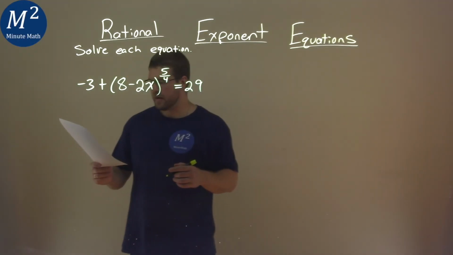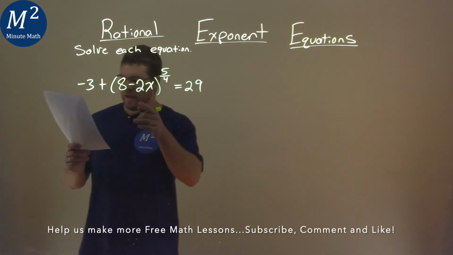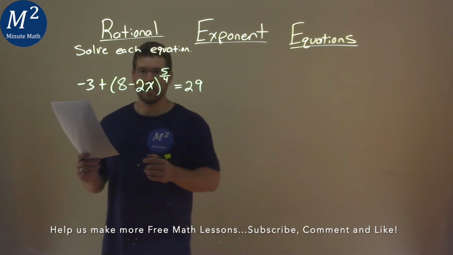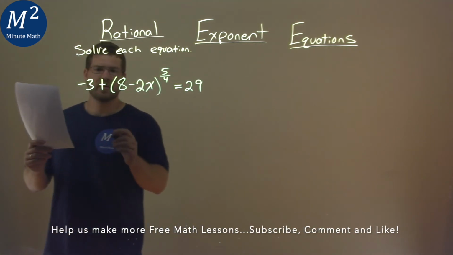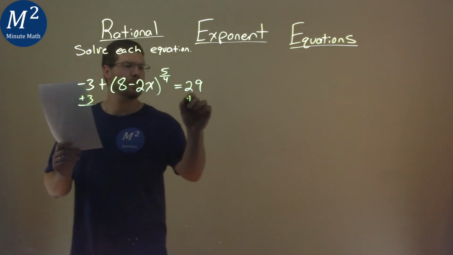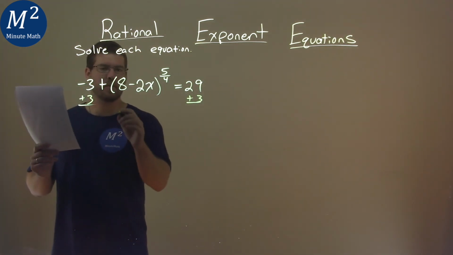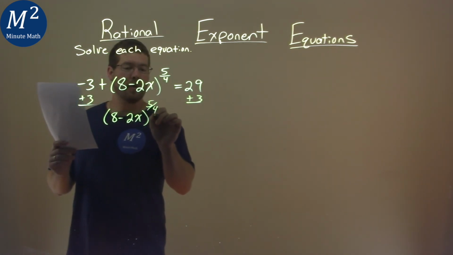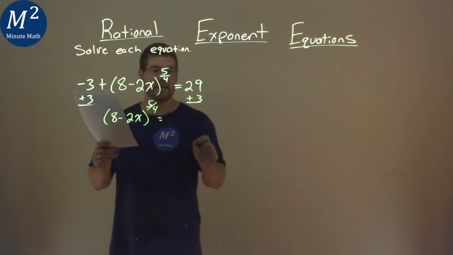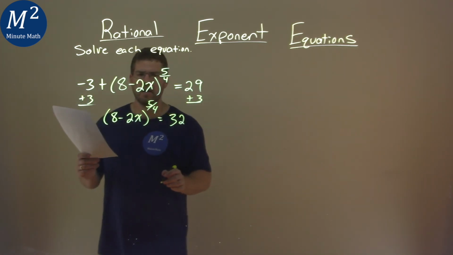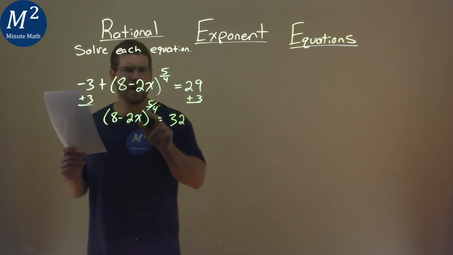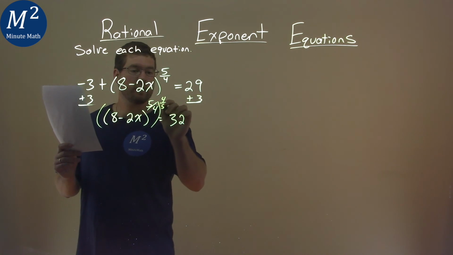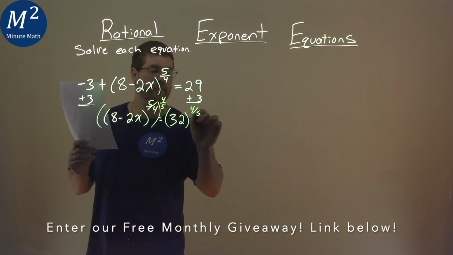We're given this problem right here. Negative 3 plus 8 minus 2x all to the 5/4 power equals 29. And we've got to solve this equation. Well, first thing I want to do is I'm going to add a 3 to both sides. Let's try to get x by itself as quick as possible. We're left with an 8 minus 2x here to the 5/4 power, and 29 plus 3 is a 32. Now we're in a quandary. We have a 5/4 as an exponent. To get rid of that, I'm going to raise both sides to a 4/5. Make sure it's to both sides here.